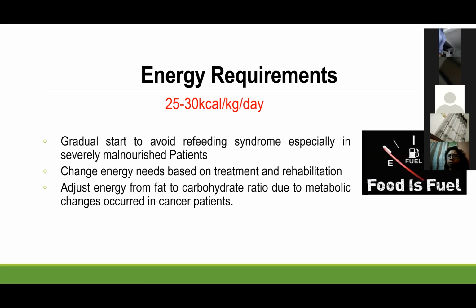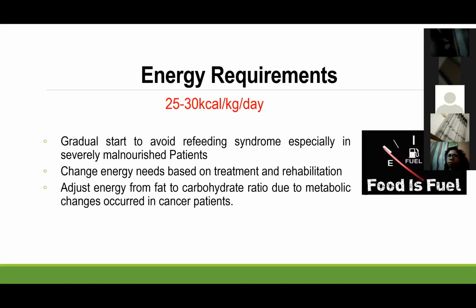We have observed that about 9 to 10% of cancer patients are severely malnourished. For those patients, we have to start the feeding very gradually to avoid refeeding syndrome. Otherwise, it will be very detrimental for them. Then change the energy needs based on the type of treatment as well as the rehabilitation. It may be chemo or radio, those things. Then we have to adjust the energy from the fat to carbohydrate ratio, which is very important because of the metabolic changes that occur in cancer patients.